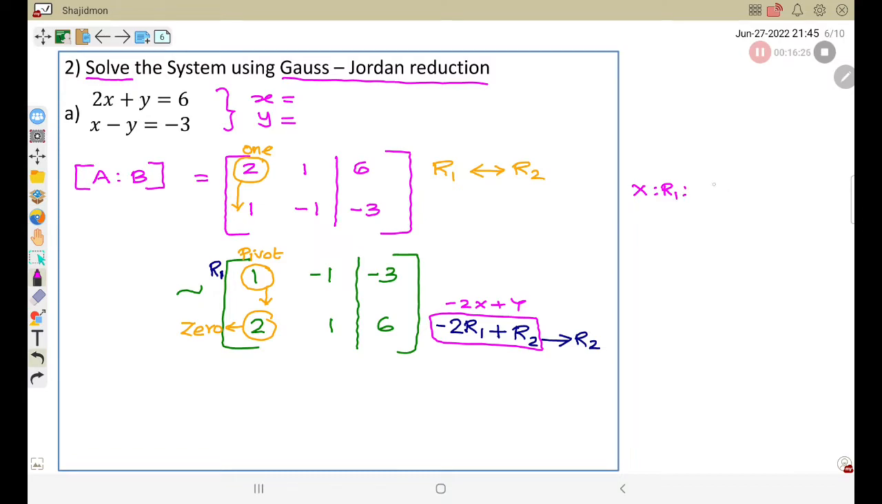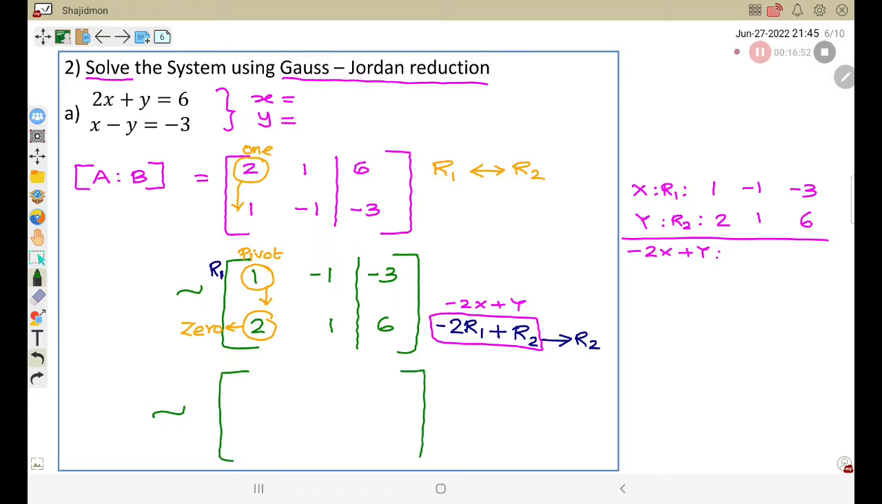What is row number 1 here? 1, minus 1, minus 3. y means the second row, R2. What is the second row? 2, 1 and 6. Then you can calculate what is minus 2x plus y. Okay, minus 2 times the x number plus the y number. So equivalently, when you calculate, you will get the matrix.